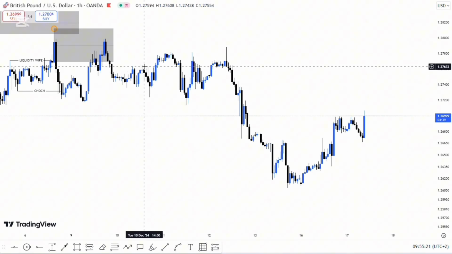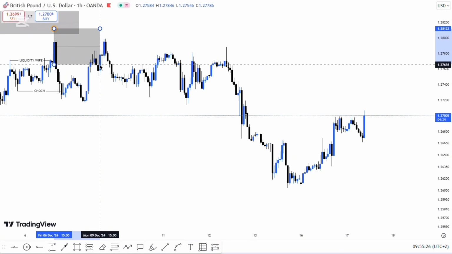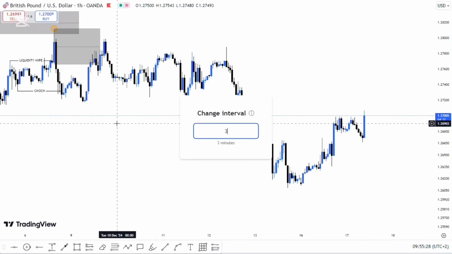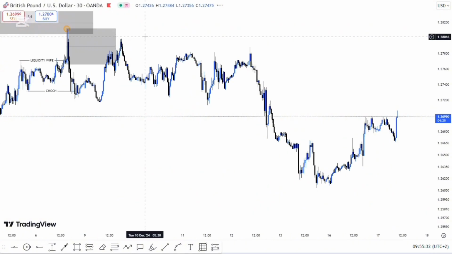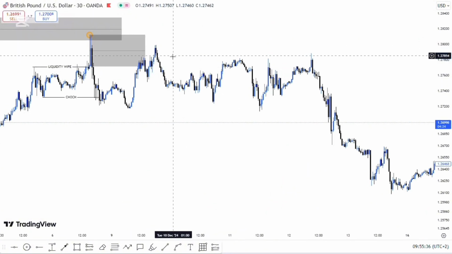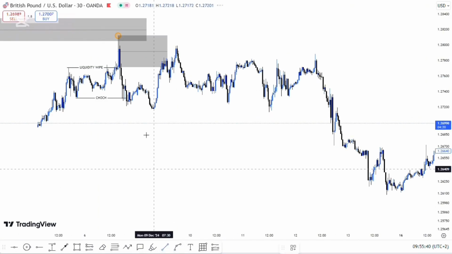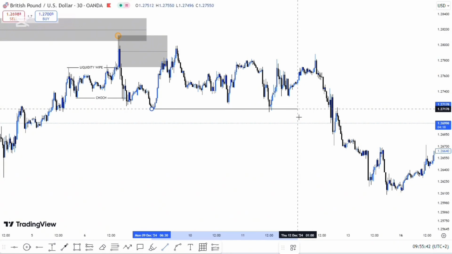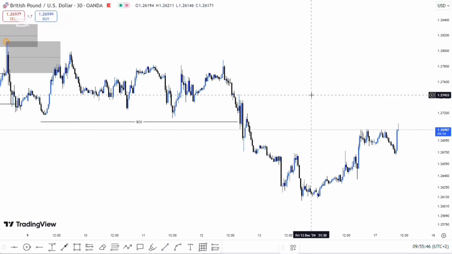Having that in mind, you can see that price has already reacted to that. So now the thing I had to do was move down to the 30 minutes time frame. As you can see, price already reacted to that order block, and now price gave us a break of structure to the downside.